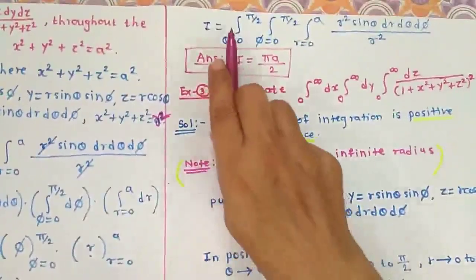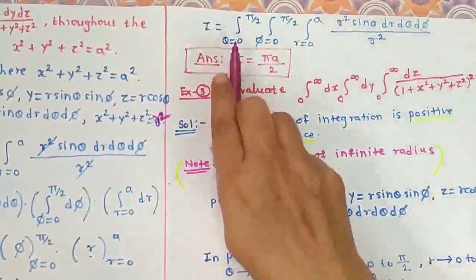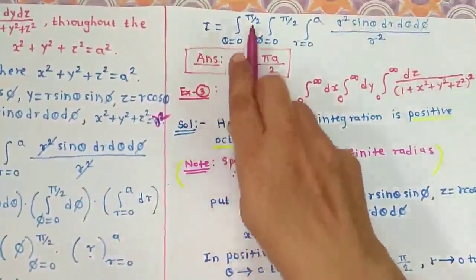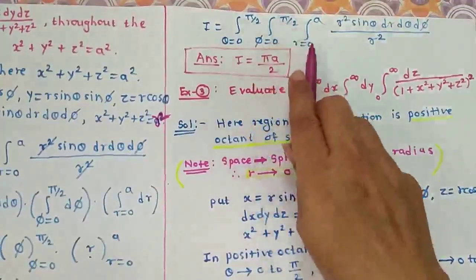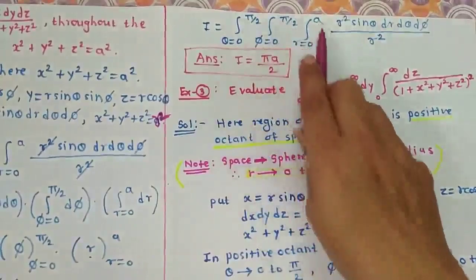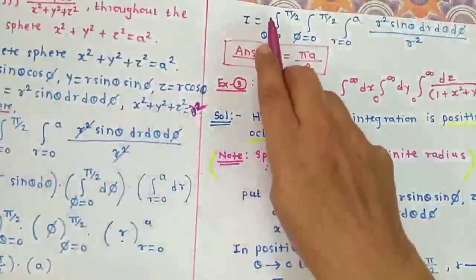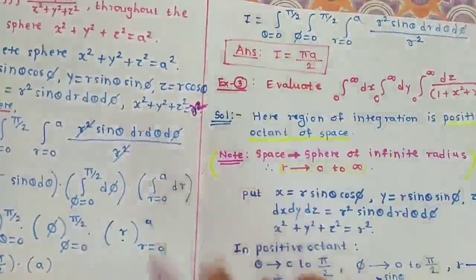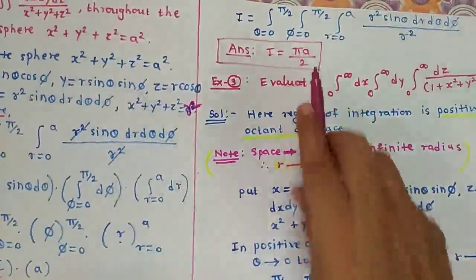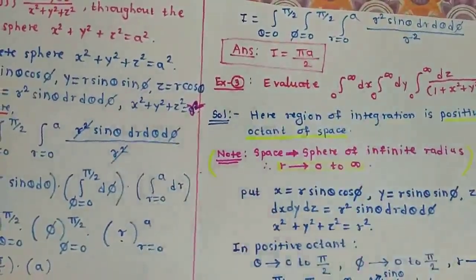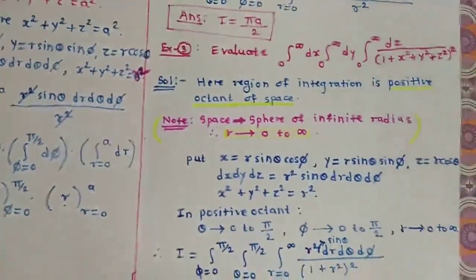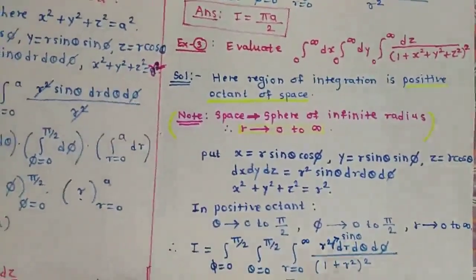and that's why this integration can be written as 1 times. In the positive octant, we take the integration only 1 times, 0 to pi by 2, 0 to pi by 2, and r varies from 0 to the radius of the given sphere, that is a. It is similar to the previous question, only the 8 is not there. So its answer is pi a by 2. You may try it for homework. Now let us see the next question.